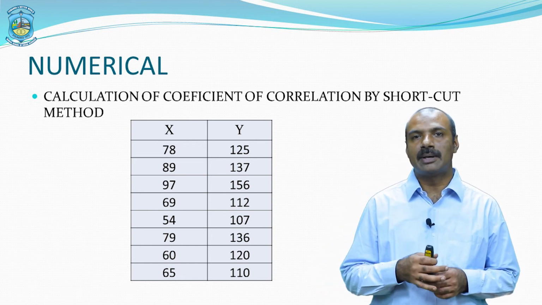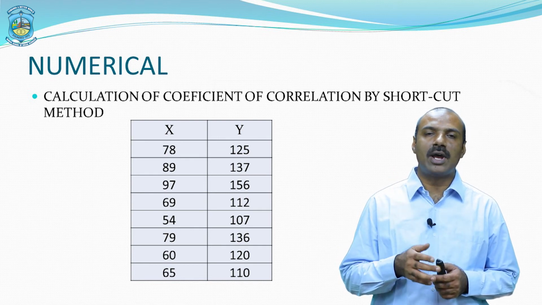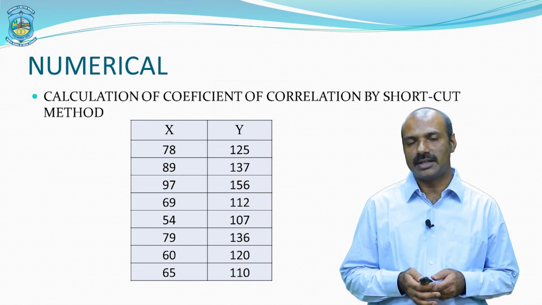We have to see which is the minimum value and the maximum value, and we can assume any value as our assumed mean for the y series. Now, why are we taking an assumed mean? The reason is it is always advisable, when the arithmetic mean of either of the series comes in fraction, to go for a shortcut method where we can take an assumed mean.